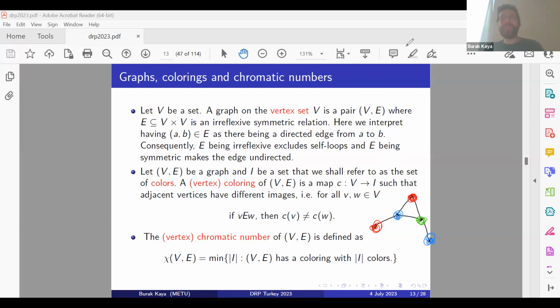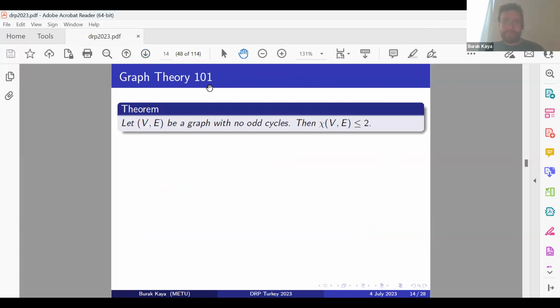Okay. Now, chromatic number is something that graph theorists are very much interested in. And here is a very basic result from graph theory 101. Like I said, it's 101, but maybe this is more like 201 or 301. If you haven't seen this in your graph theory course, don't think that your graph theory course was bad just because I named this 101. Maybe your instructor was not interested in chromatic numbers. Now, here is a theorem.